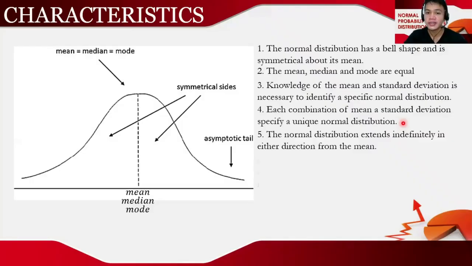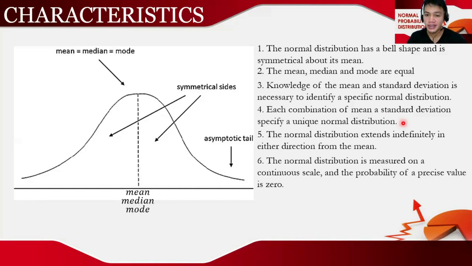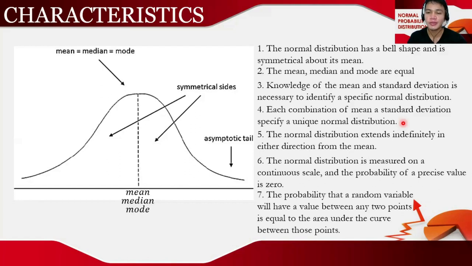To move on, number 6, the normal distribution is measured on a continuous scale, and the probability of a precise value is 0. And lastly, the probability that a random variable will have a value between any 2 points is equal to the area under the curve between those points.